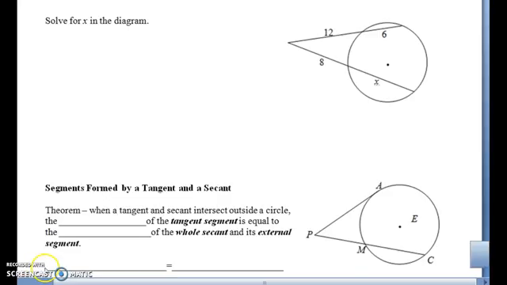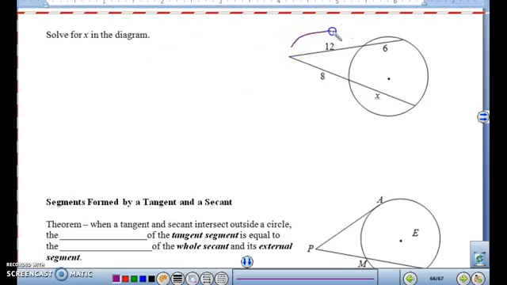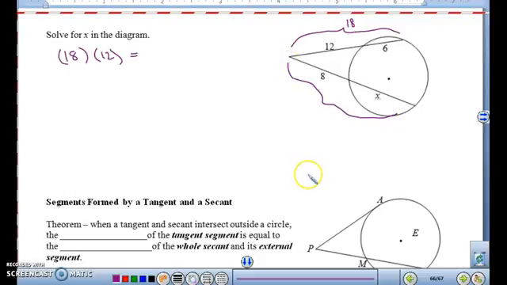So let's try out this theorem. All right, the whole secant for this one would be 18. Its external part is going to be 12. Okay, now for the other one, what would be the length of the whole secant there? It would be x plus 8. Not 8x, it would be x plus 8. Times its external part, which would be 8. Whole times part equals whole times part.